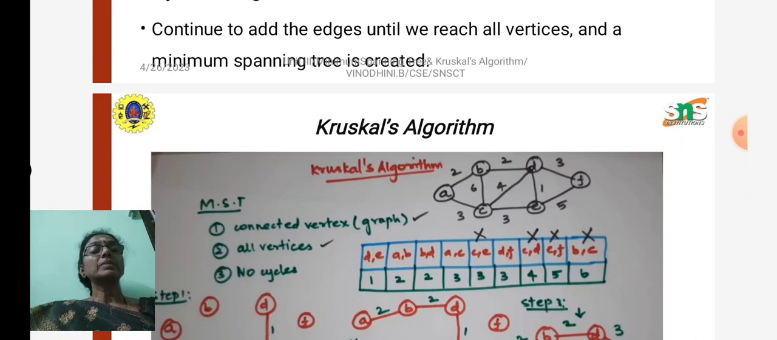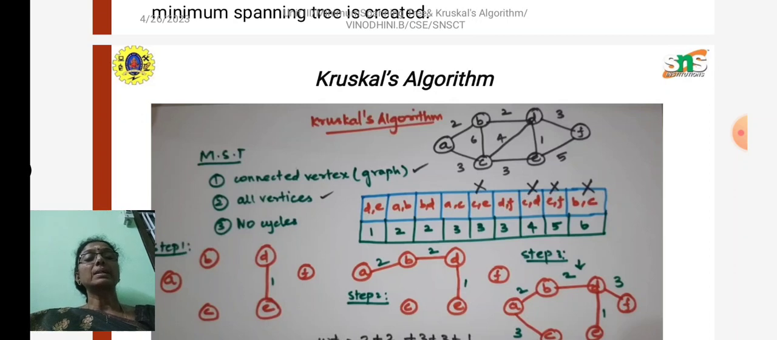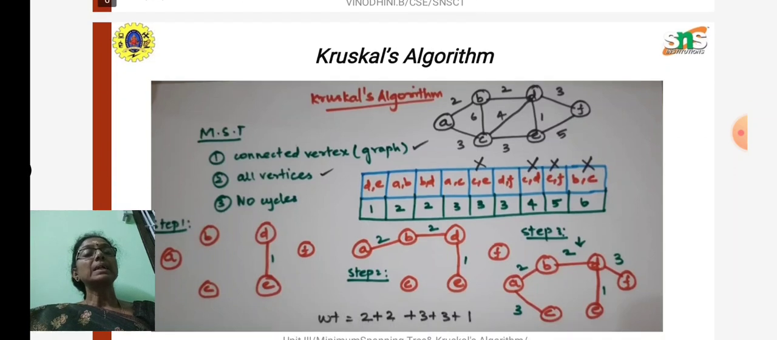From that we form the tree. Start with the minimum edge, that is D to E. First, we mark all the vertices: A, B, C, D, E and F. Then step 2: which one is the minimum edge? D to E. So form the D to E edge for the vertices D and E. The second minimum is A to B, so form the edge A to B. Another minimum is B to D, so form the edge B to D.